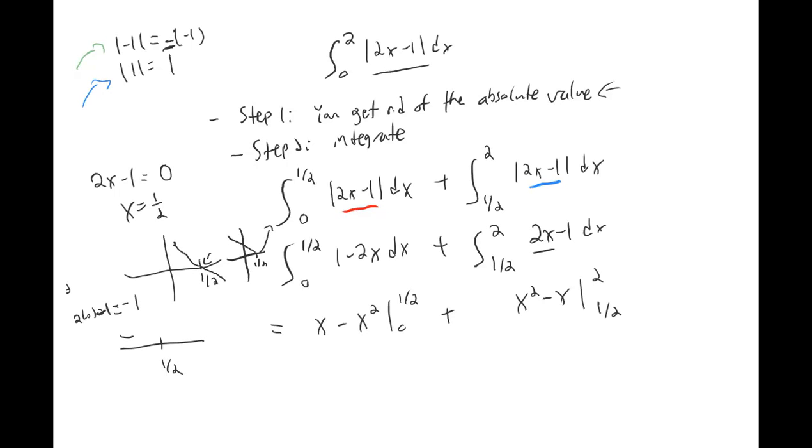And then you pick your favorite point after a half. So I don't know, 2 times 1, minus 1. That's 1. So it's positive. Does that make sense? All right. Thank you.